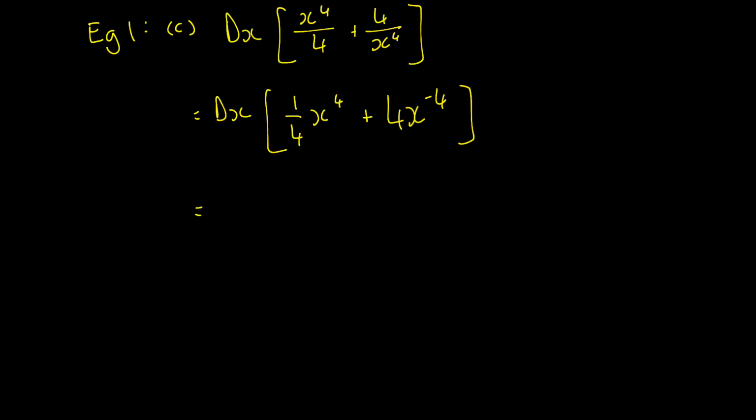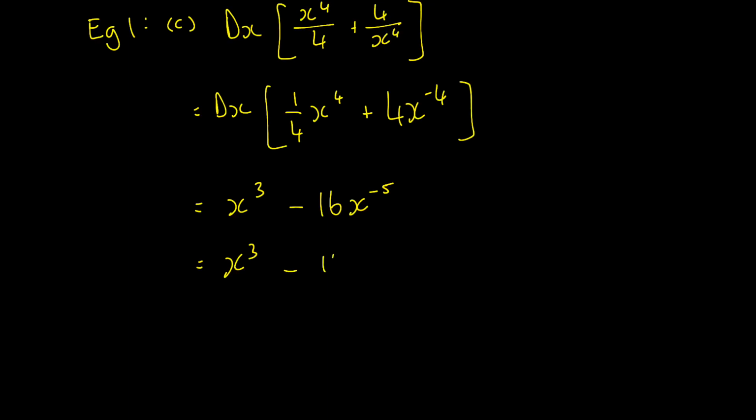So we drop the d over dx notation and multiply the exponent. 4 times a quarter, which is 1, x to the 3, because we're subtracting 1 from the exponent. And then in the second term, minus 4 times 4 is minus 16. Subtract 1 from the exponent, we get x to the negative 5. And then we're normally expected to leave our exponents as positive, so we can end off by saying that this is minus 16 over x to the power of 5.